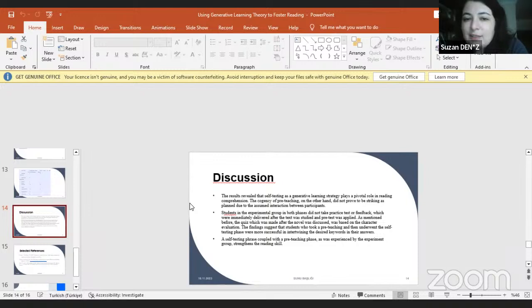The findings suggest that students who took a pre-teaching and then underwent a self-testing phase were more successful in including the desired keywords in their own answers. A self-testing phase coupled with a pre-teaching phase, as was experienced by the experimental group, strengthens the reading skill.